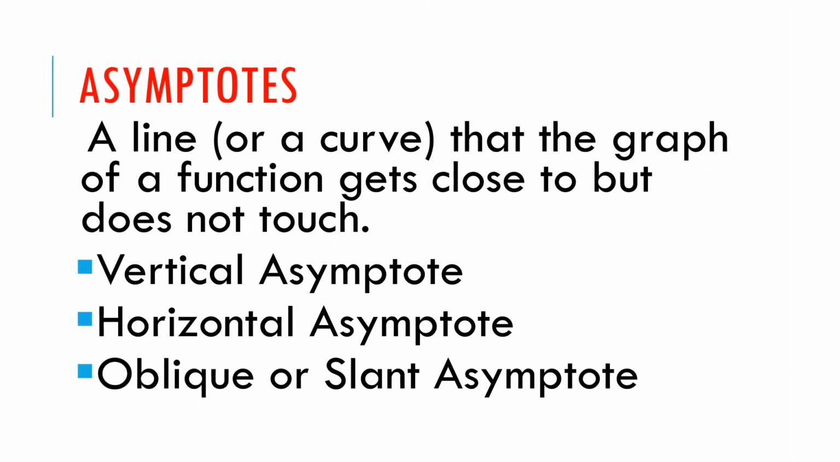Let's talk about the asymptotes. Now, these are the lines or curves that the graph of a function gets close to but does not touch. So, there are 3 types of asymptotes. We have the vertical asymptote, the horizontal asymptote, and the oblique or slant asymptote.